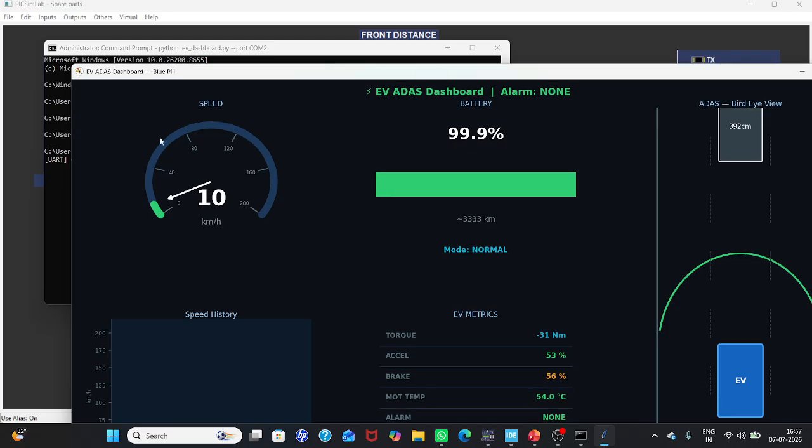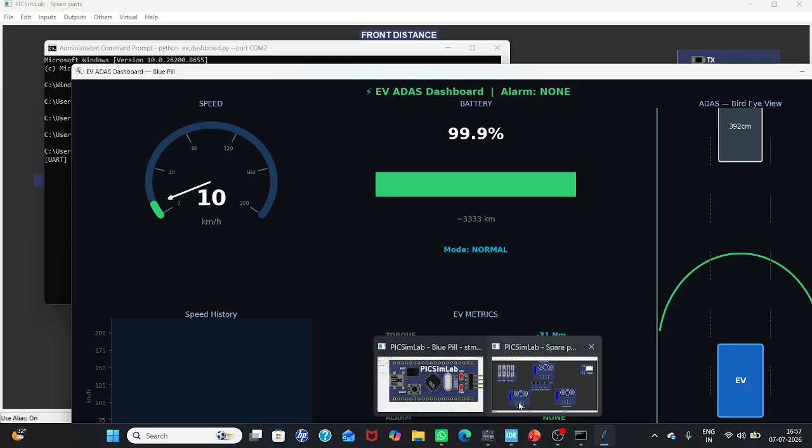Here is the overview where we see the speedometer, EV ADAS dashboard, and alarm. And here we can see the mode present. The mode is in normal condition, and we can see the ADAS bird's eye view where the distance between the two vehicles is normal. And here the acceleration percentage is 53 percent, brake percentage is 56 percent, and temperature is 54 degrees Celsius. Every condition is normal, so no alarm occurs.